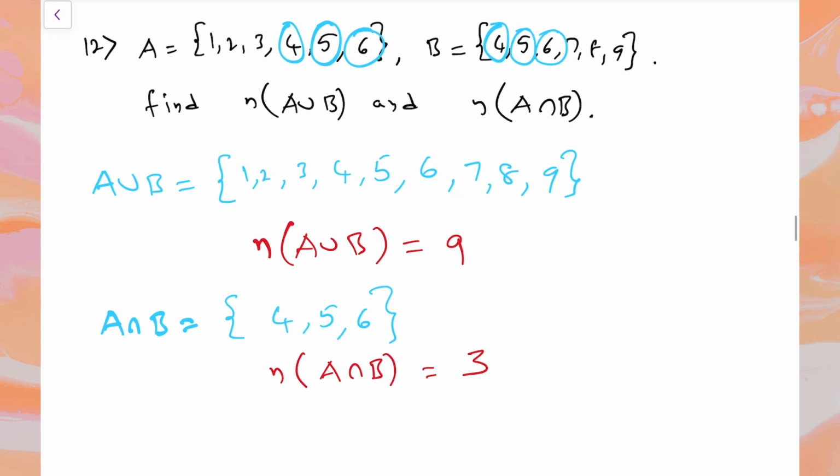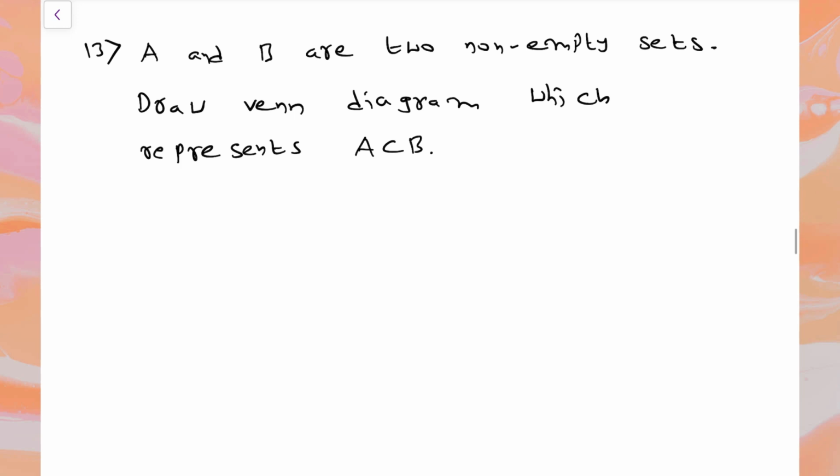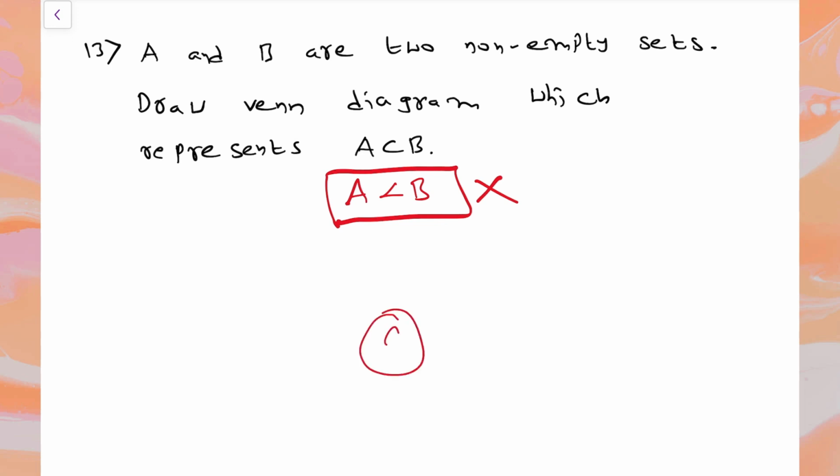Moving to question number 13. A and B are two non-empty sets. Draw a Venn diagram which represents A is a subset of B. A is a subset of B, we can write like this also, that is A is smaller than B. This is just for understanding purposes only, so please don't use this in the exam. A is a subset of B is nothing but A is smaller than B. So the smaller circle is A, the bigger circle is B, that's it. Set A is smaller than set B, nothing but A is a subset of B.